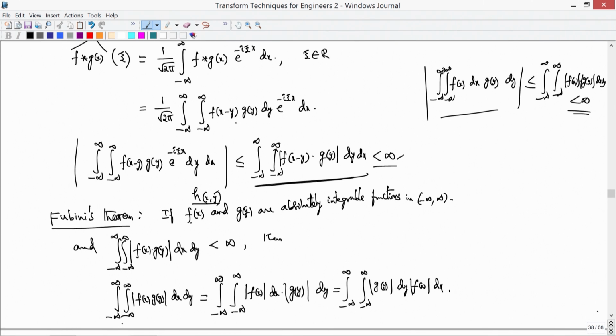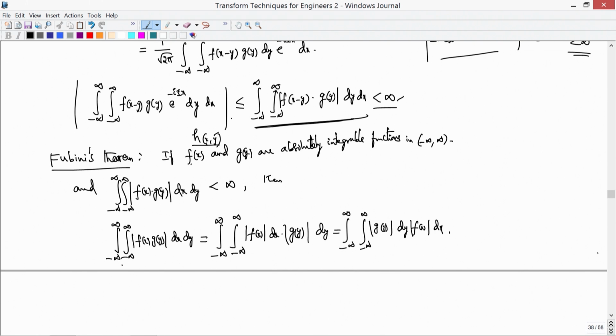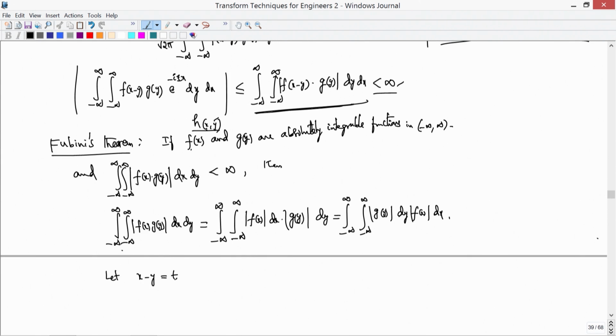So, what we do is, let us choose x minus y. I try to replace x minus y as a new variable. If I do this, let x minus y equal to t. If I use this, what happens to that integral? We get 1 by root 2 pi, integral from minus infinity to infinity.